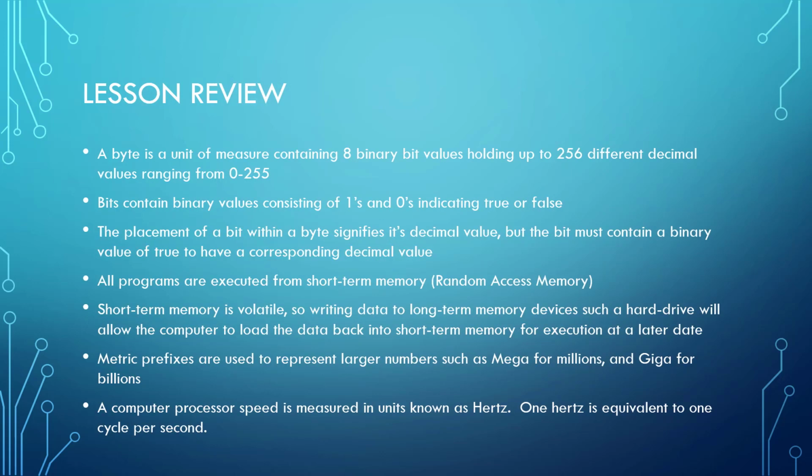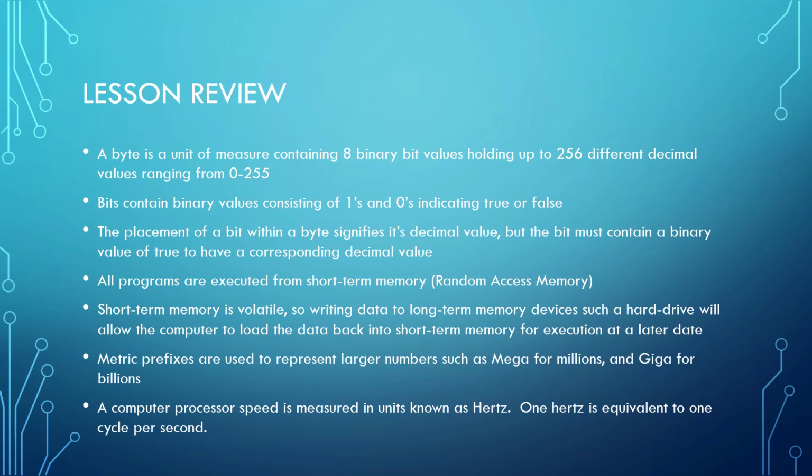So, in review, we've learned that a byte is a unit of measure containing 8 binary bit values holding up to 256 different decimal values, ranging from 0 to 255. Wow, we did learn that. And we know that bits contain binary values consisting of ones and zeros, indicating that that bit is either true or false, right? On or off.